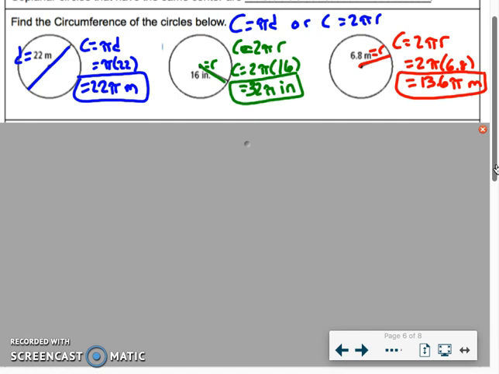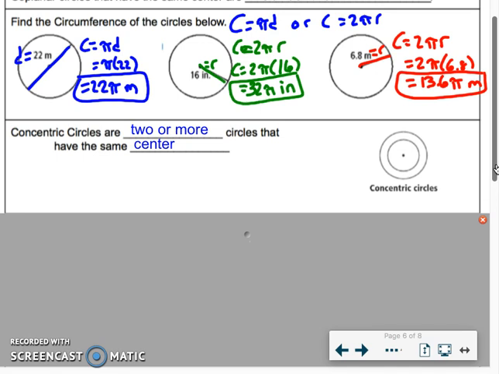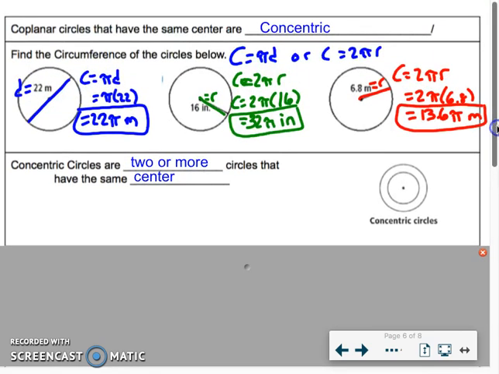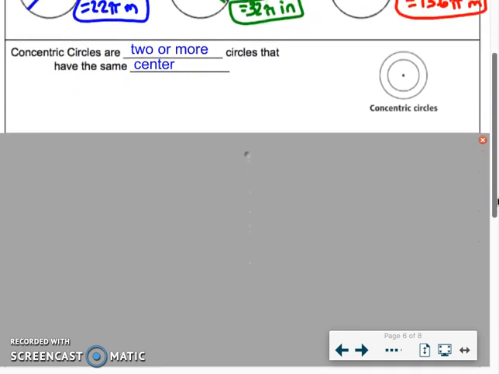Now just one word problem talking about concentric circles. Let's back up to the same word from up here: coplanar circles that have the same center. That's called concentric. So concentric circles are just 2 or more circles that have the same center. This same center is the center for this blue circle as the green circle around it. They're called concentric because they have the same center.